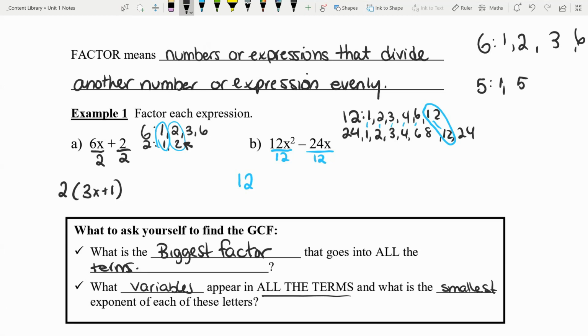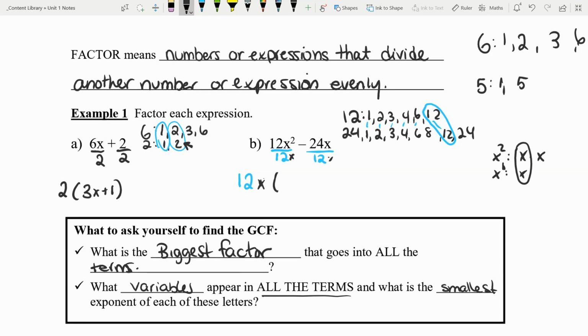Because the smallest exponent means that's one that all of the terms have. Remember that if we have an x times x, x squared, and we have an x, they're going to have one x in common. So just like with the factors, if we expand our variables, we're going to end up with the ones that are in common. So the smallest variable tells us how many are going to be in common. So this one just has an x in common.